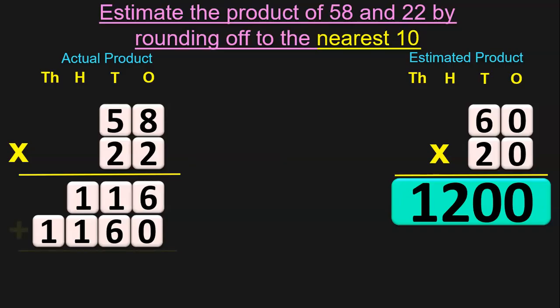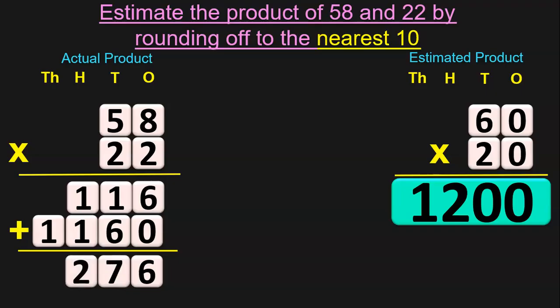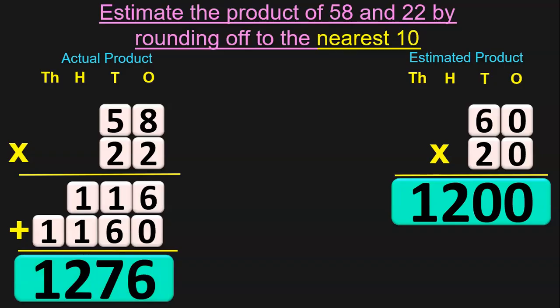Now we'll have to add these two products. 6 plus 0 is 6. 1 plus 6 is 7. 1 plus 1 is 2 and 1 in the thousands place. The answer is 1276. Yes, our estimation is correct because it is very much close to the actual product.